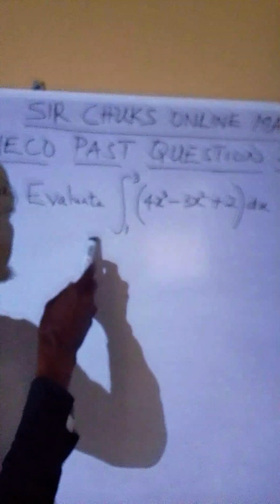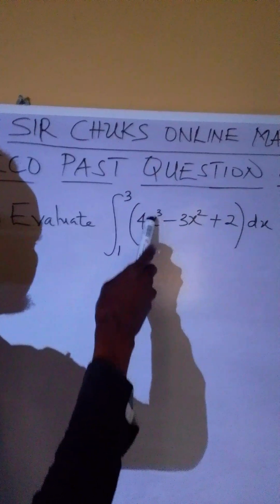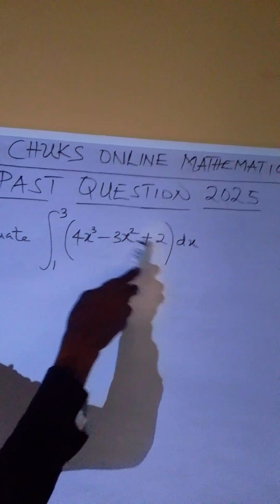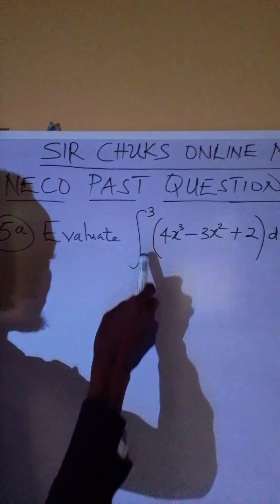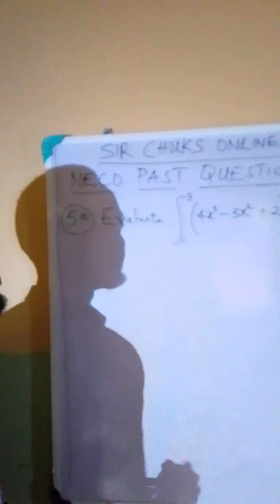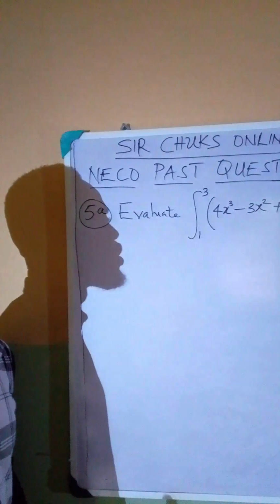I bring to you NECO past question written yesterday, being Wednesday, the 16th of July 2025. And here is the question. Evaluate the integral of 4x cubed minus 3x squared plus 2 dx, where 3 and 1 are the limits of integration. Alright, so what we have here is a definite integral.